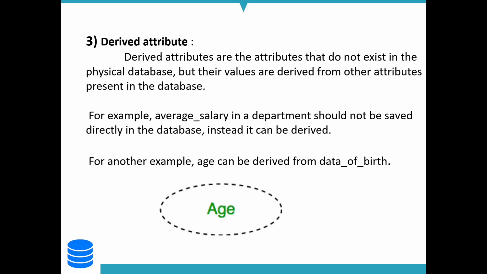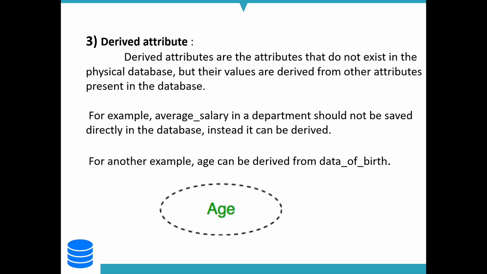Then derived attributes. Derived attributes are attributes that do not exist in the physical database, but their values are derived from other attributes present in the database. For example, average salary. Take a simple example: you enter user details about the students, student name, student ID, student details, then the student's date of birth. Automatically, based on the student's date of birth, age is created. It is called a derived attribute. A derived attribute is created from the base attributes.